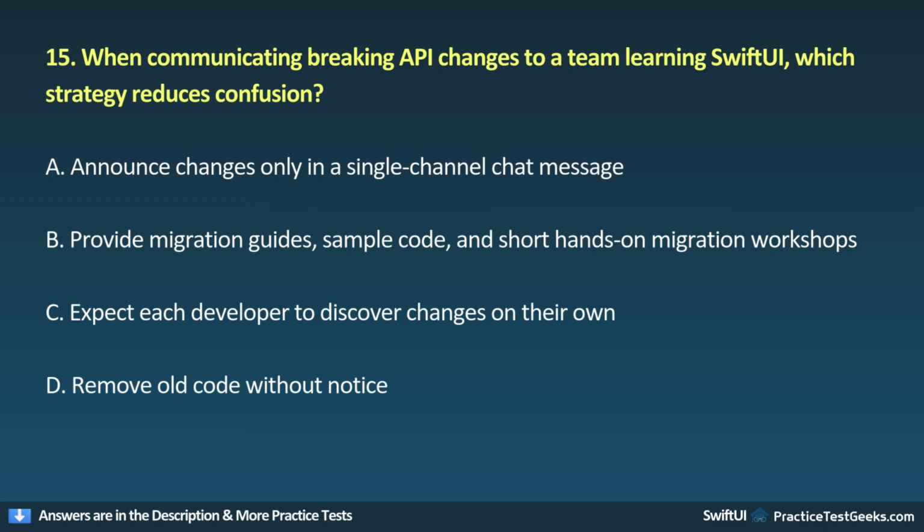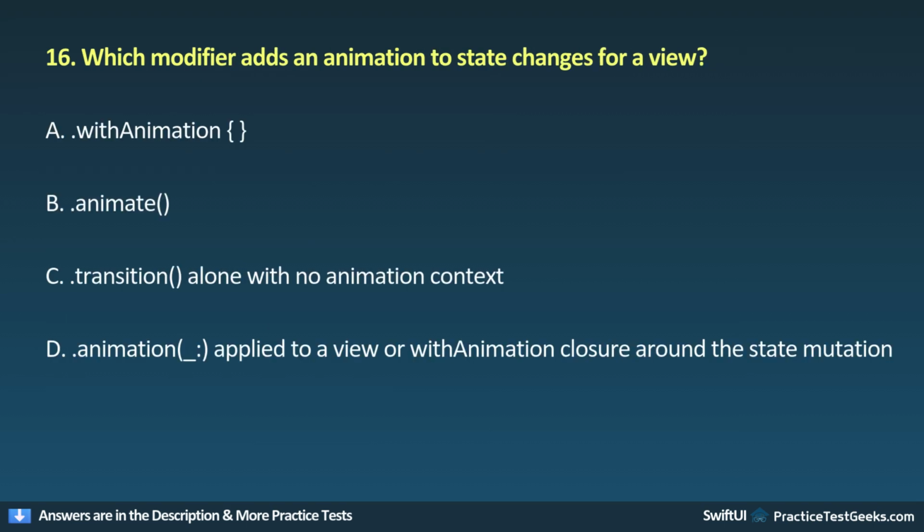Expect each developer to discover changes on their own. D. Remove old code without notice. 16. Which modifier adds an animation to state changes for a view? A. Dot with animation. B. Dot animate. C. Dot transition alone with no animation context. D. Dot animation applied to a view or with animation closure around the state mutation.